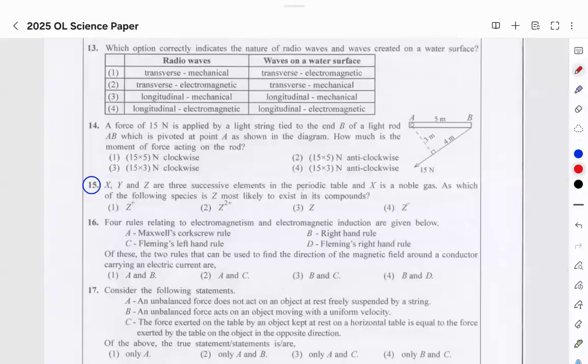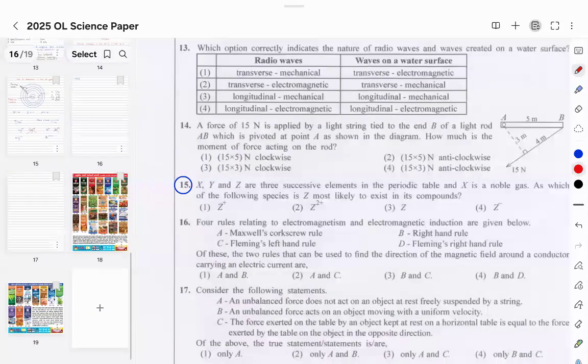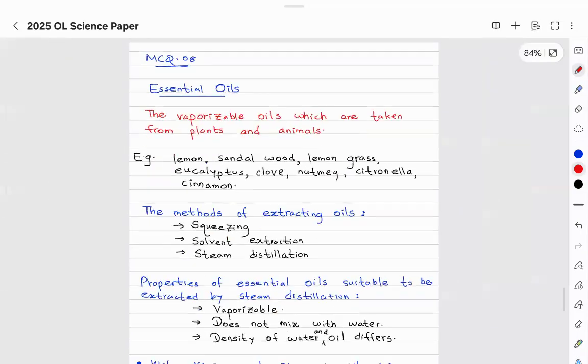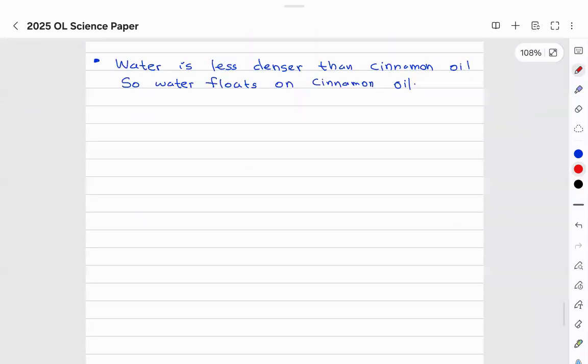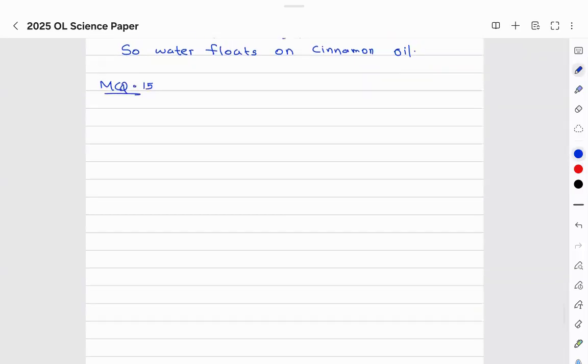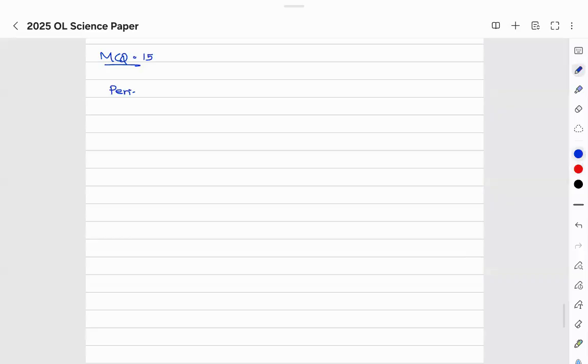So let's go for the periodic table. Okay, this is a good chance to revise the periodic table for all of you. MCQ number 15. Periodic table. The modern periodic table contains 118 elements. Children, there are 118 elements in the modern periodic table, but we are not going to discuss that in O levels. We just discuss 20 elements in the periodic table.